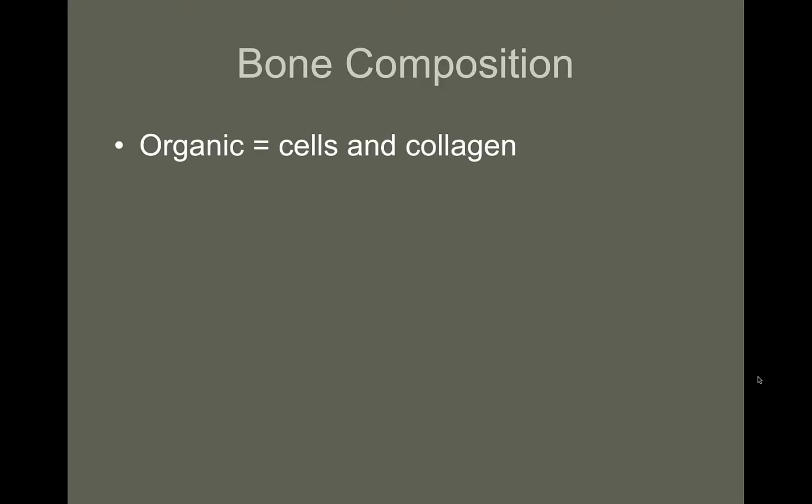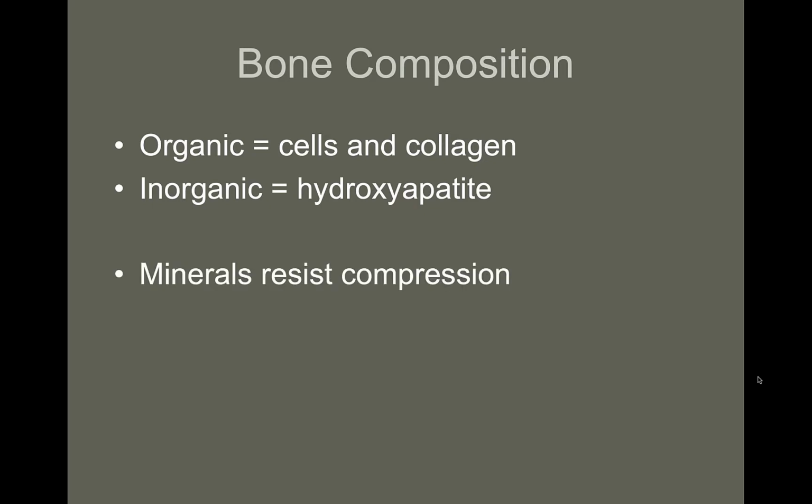So what is bone made of? Well, it's organic and inorganic materials. Our organic materials are cells and collagen, and our inorganic is hydroxyapatites. This is going to solidify our bone and make it really, really strong. So those minerals are going to resist compression, and the collagen fibers help to resist tension.